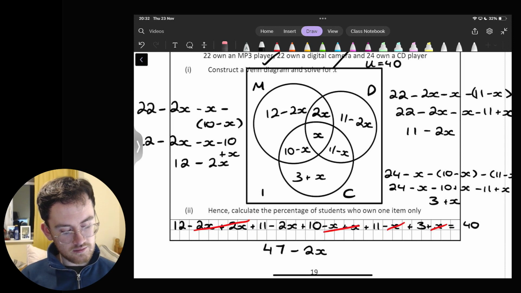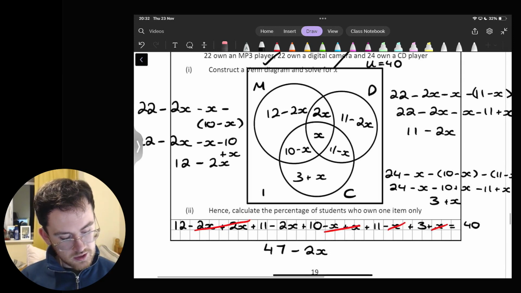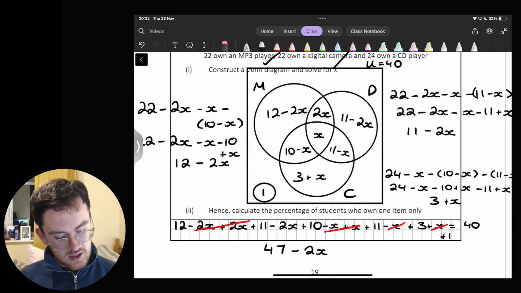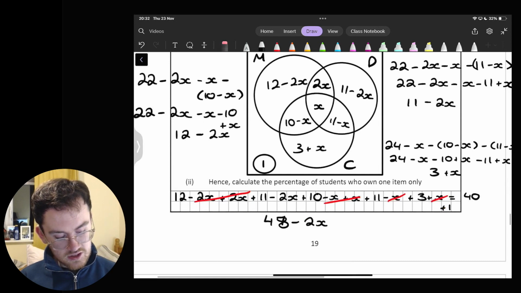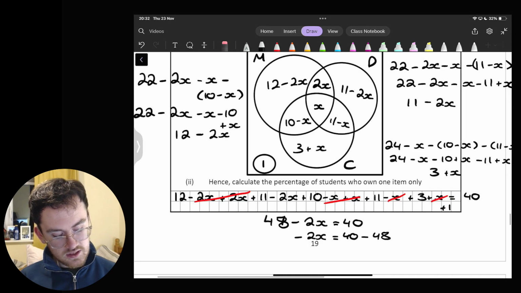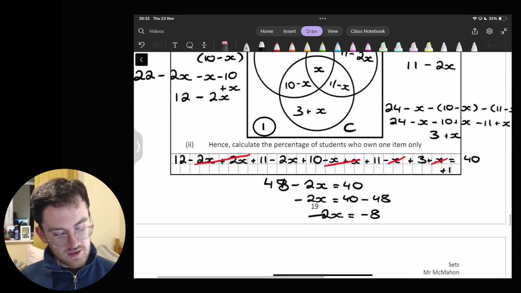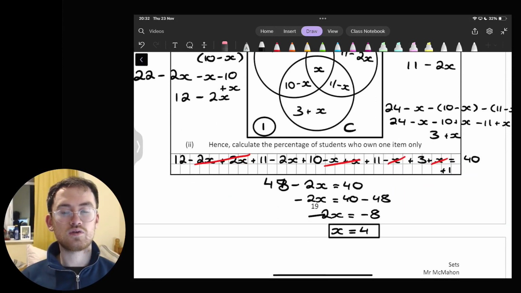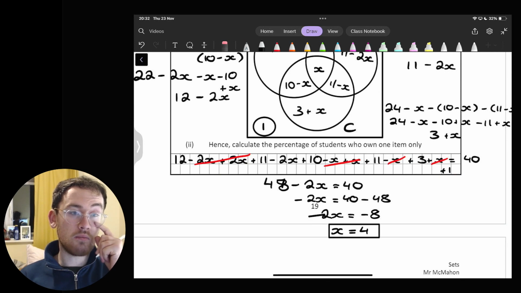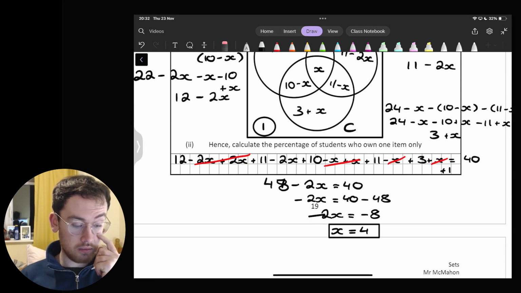47 minus 2x. I feel like I'm missing something along the way. I'm missing my plus 1 on the outside, so be careful not to forget that. So that'll make it 48 minus 2x equals 40. So minus 2x equals 40 minus 48, taking 48 away from both sides. Minus 8, dividing now by minus 2, gives me x is equal to 4. So there are 4 people who own all three.